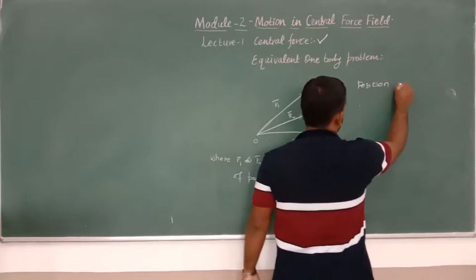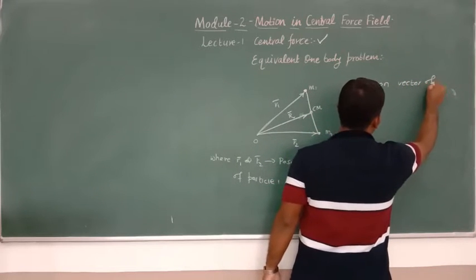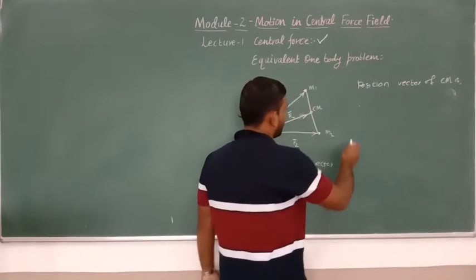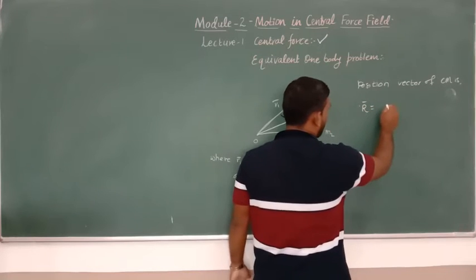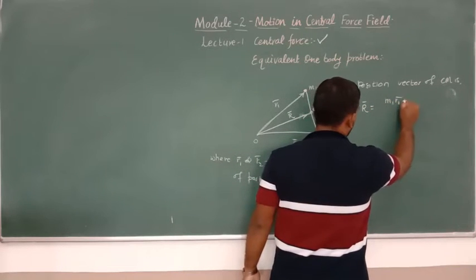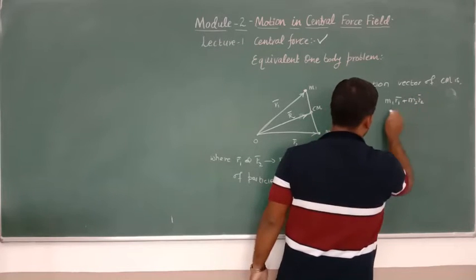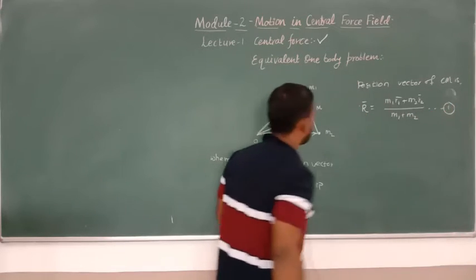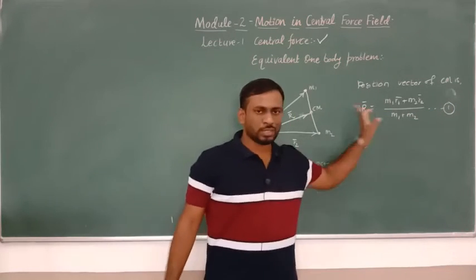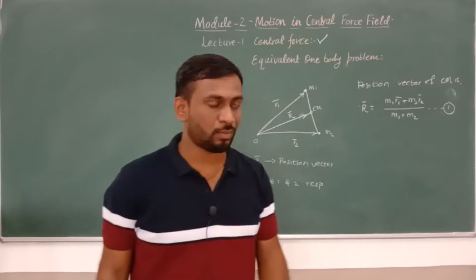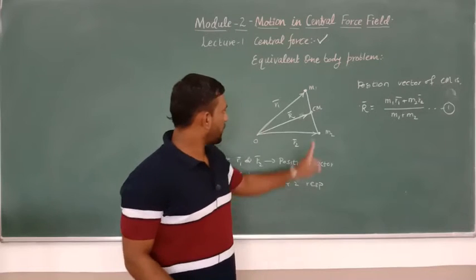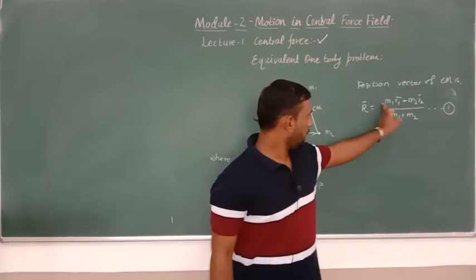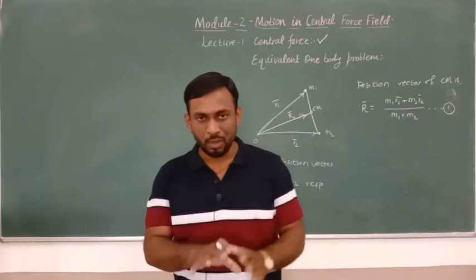So how do we write the position vector of the center of mass? From the last lecture, r bar is equal to m1 r1 bar plus m2 r2 bar upon m1 plus m2. This is already known, from the last topic of the last module. This is the position vector of the center of mass with respect to origin O, written in terms of the masses which constitute the whole system.